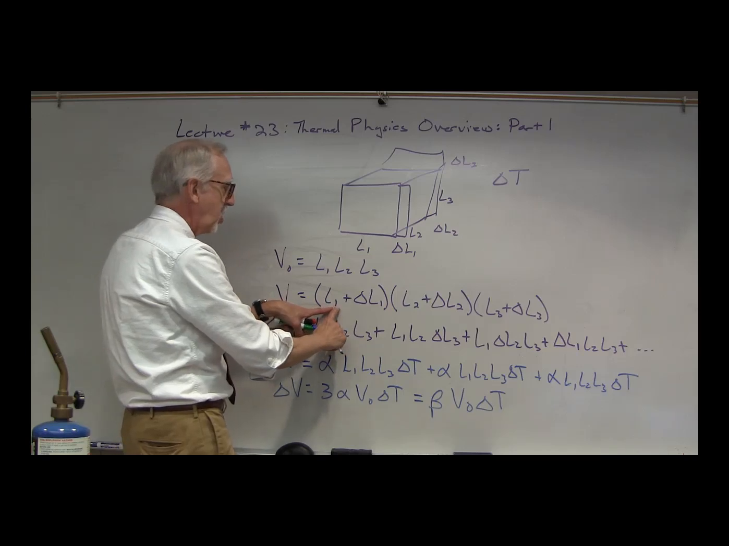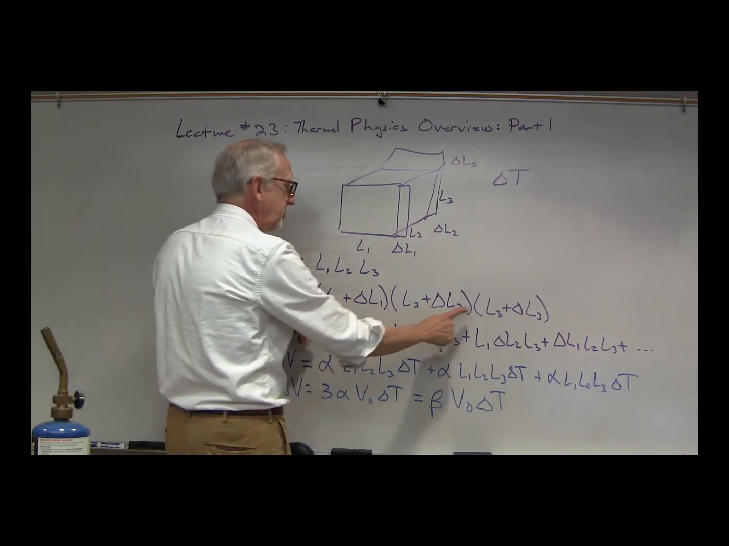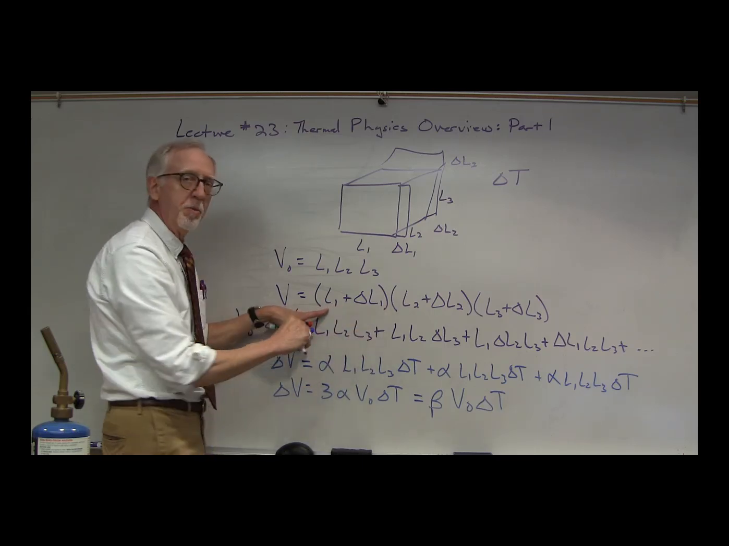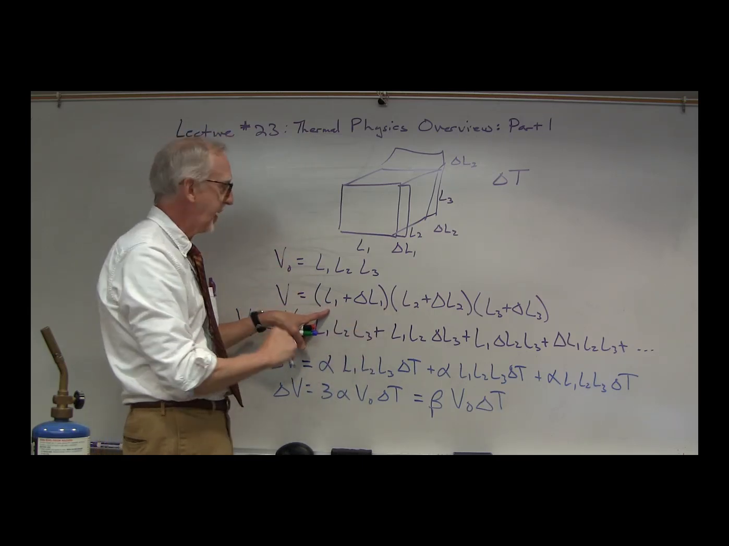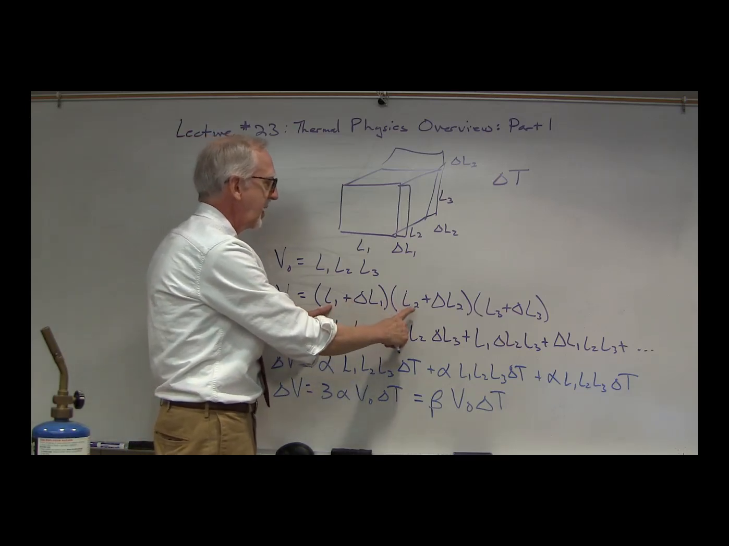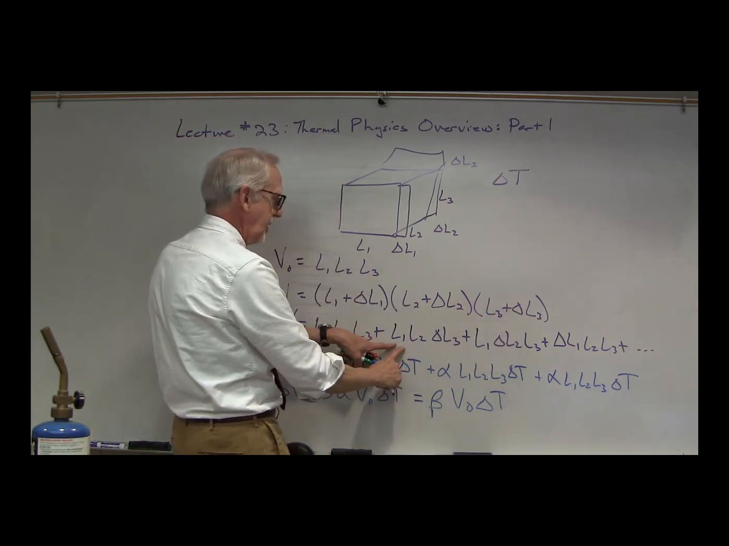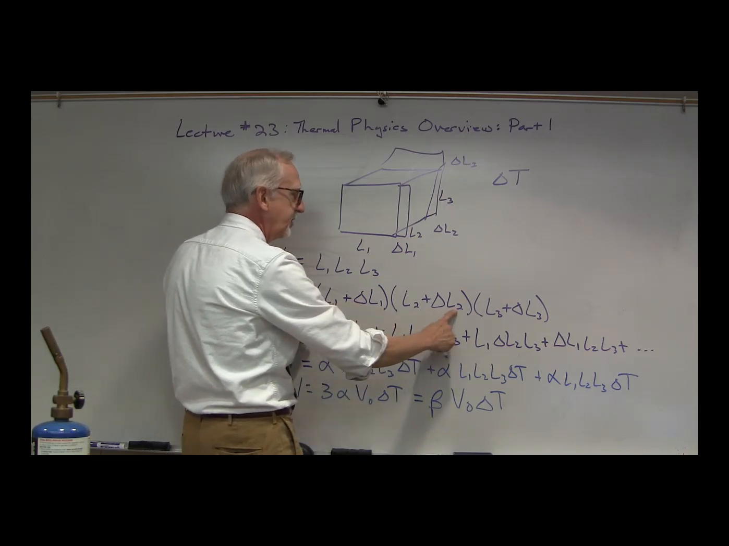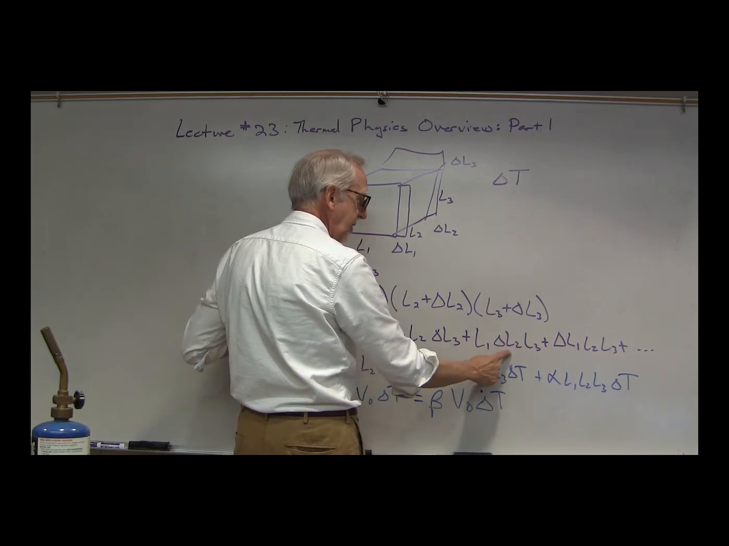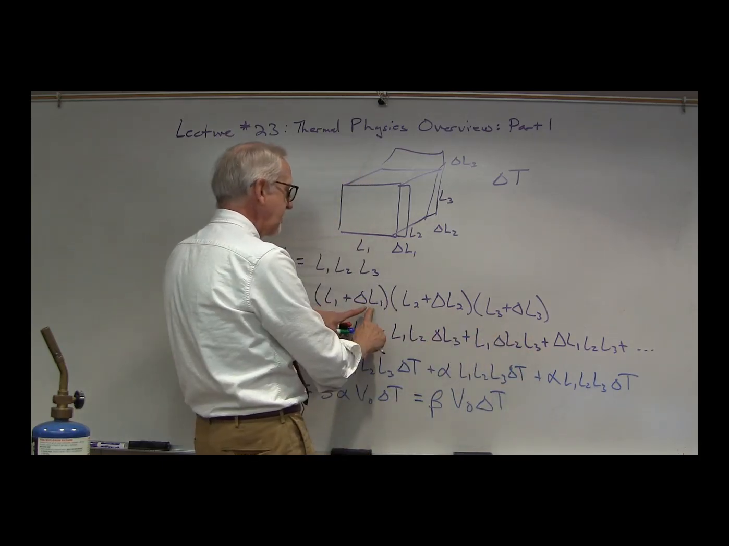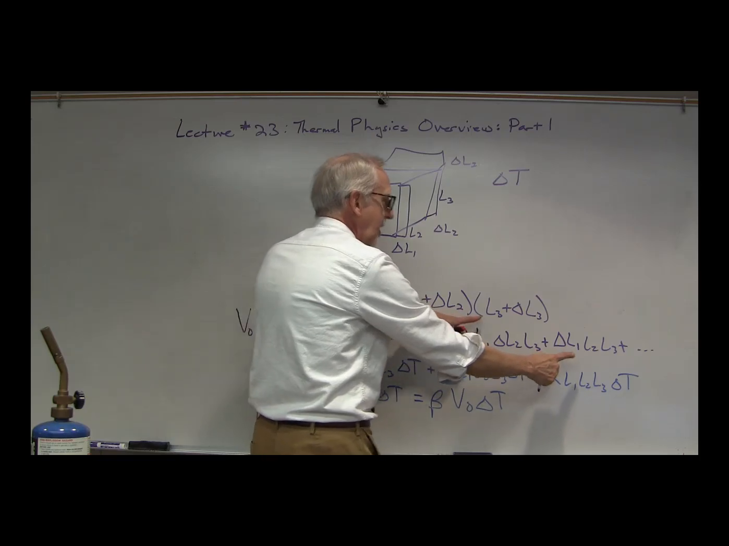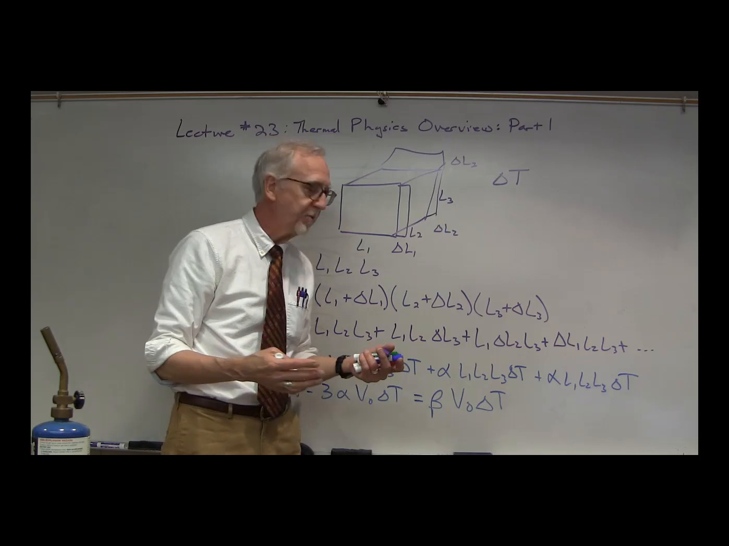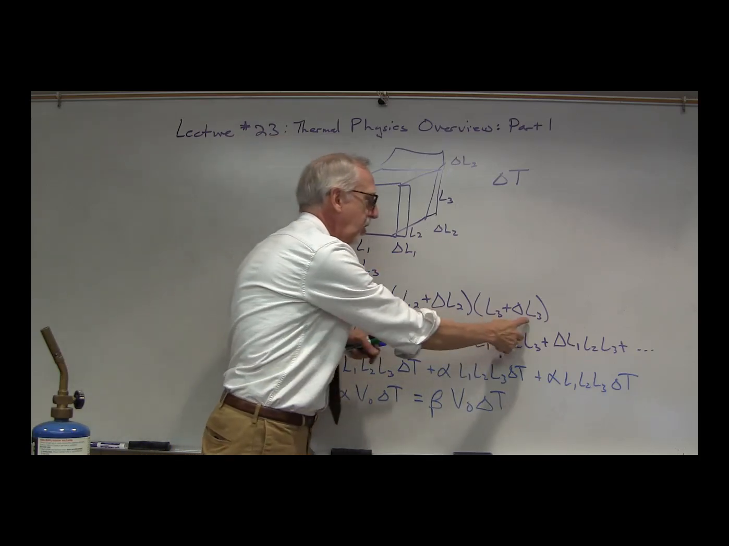Now what is this? Well, let's multiply all the first terms, L1 times L2 times L3, so we've got L1, L2, L3. Now let's do all the terms that have one delta value in them. So we'll take L1 times L2 times delta L3. Then we'll take L1, delta L2, L3. And then we'll take delta L1 times L2 times L3. And then we have all the terms with two delta terms. And then finally the last term with all three delta terms.